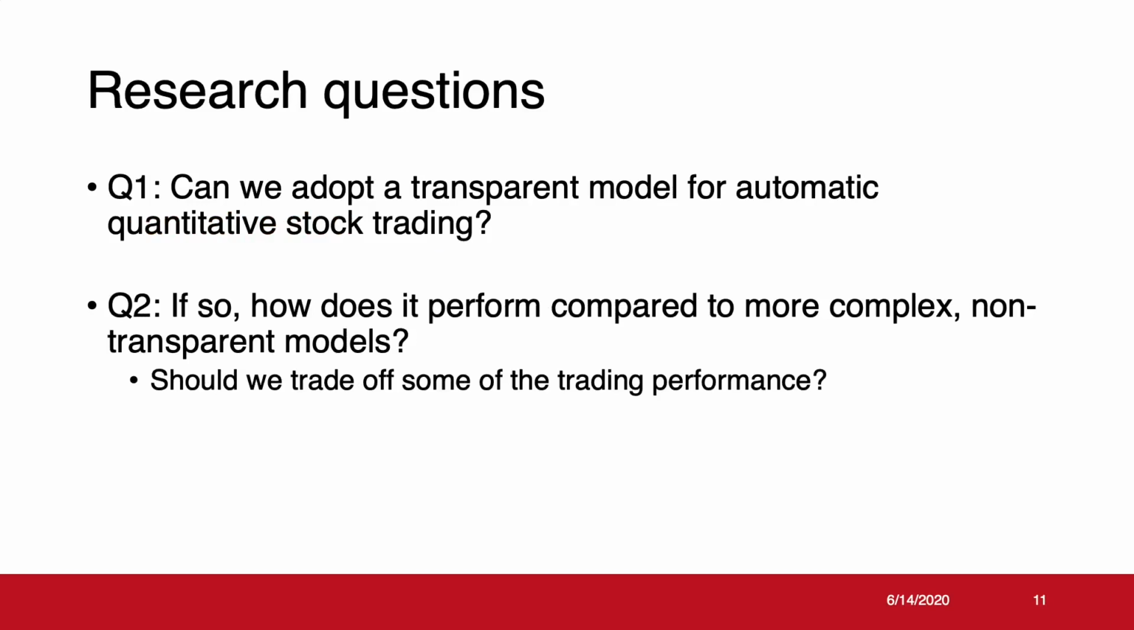So far, we have briefly talked about quantitative trading and explainability for machine learning models. Let's see how they are included in the main research questions of our work. Number one, it's straightforward. Can we adopt a transparent model for automatic quantitative trading? And question number two, is this system able to generate profits comparable to those achieved by more complex but non-transparent models? So let's break it down and discuss transparency first.